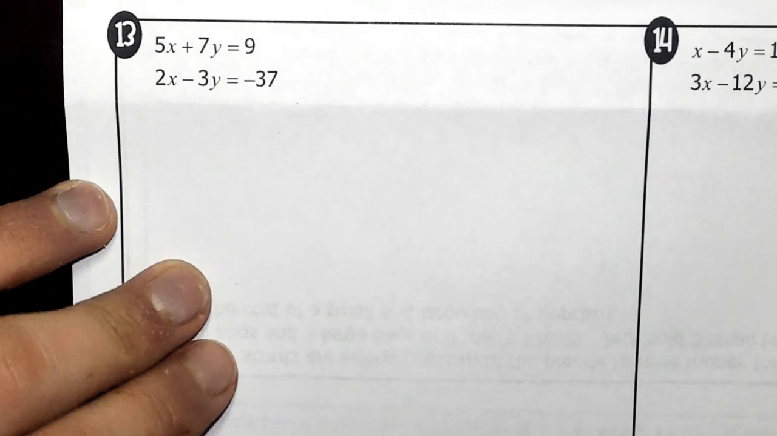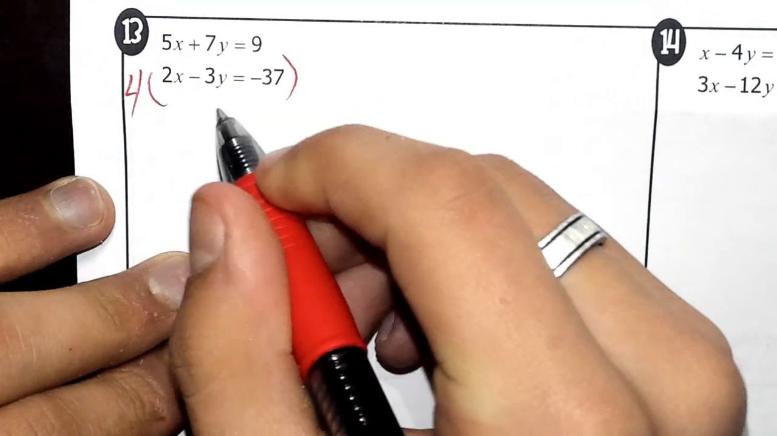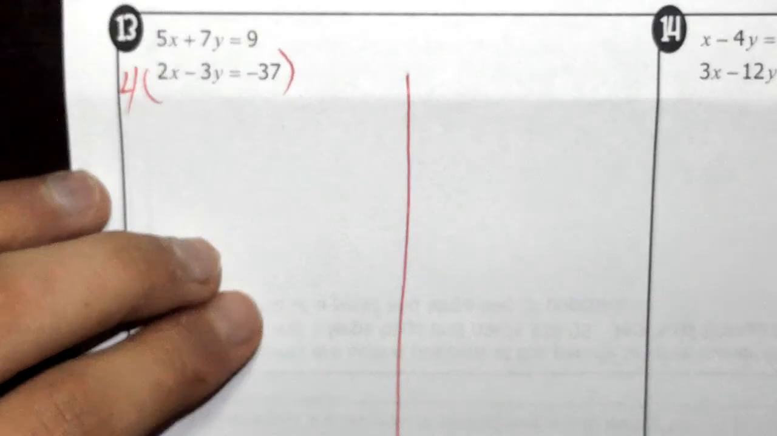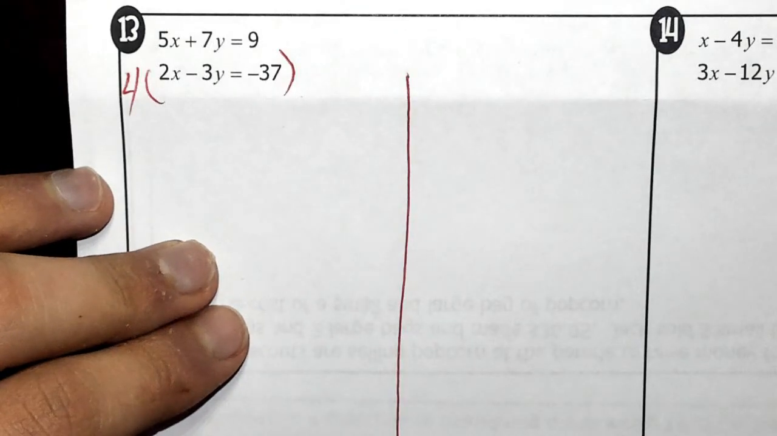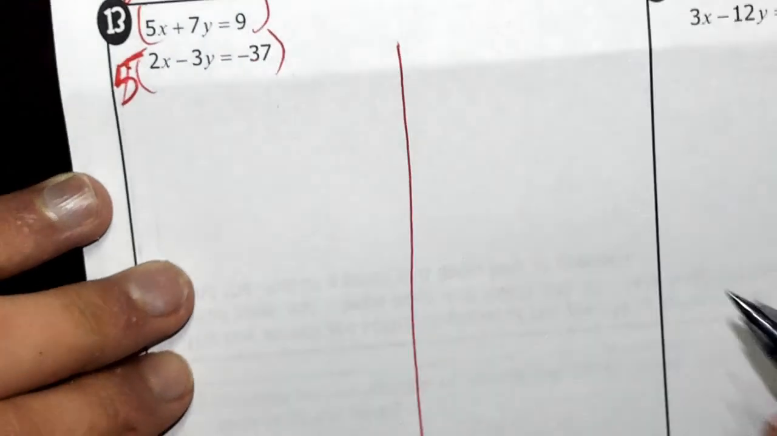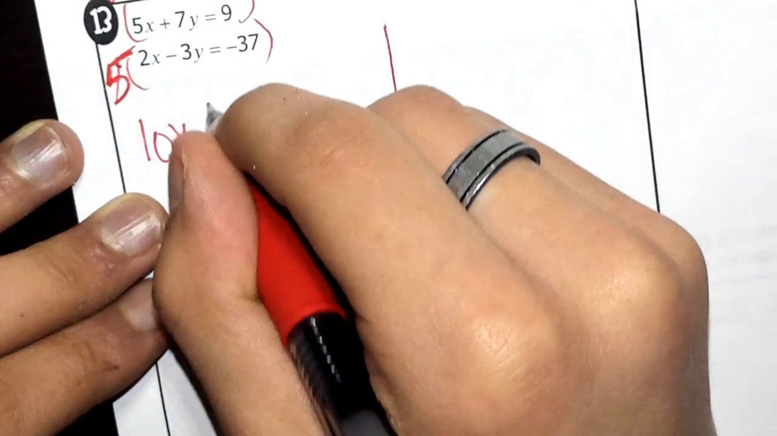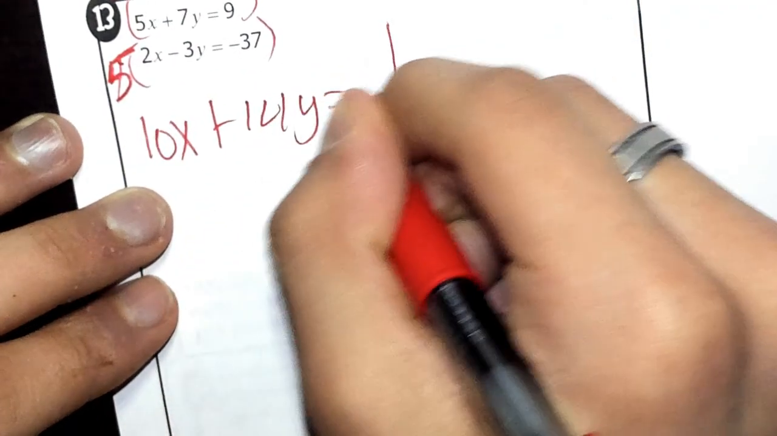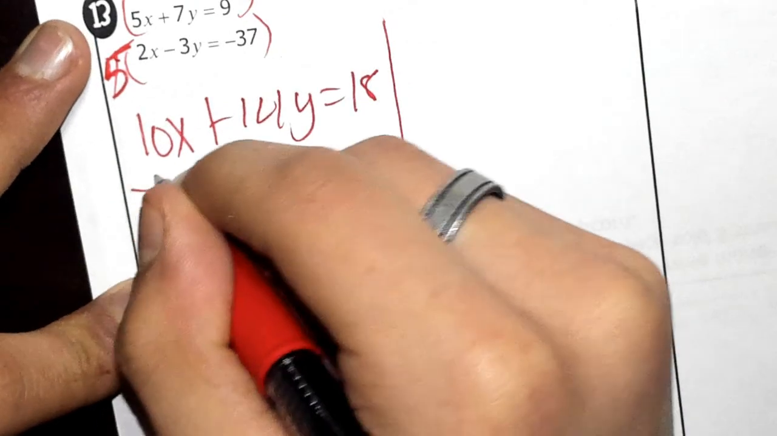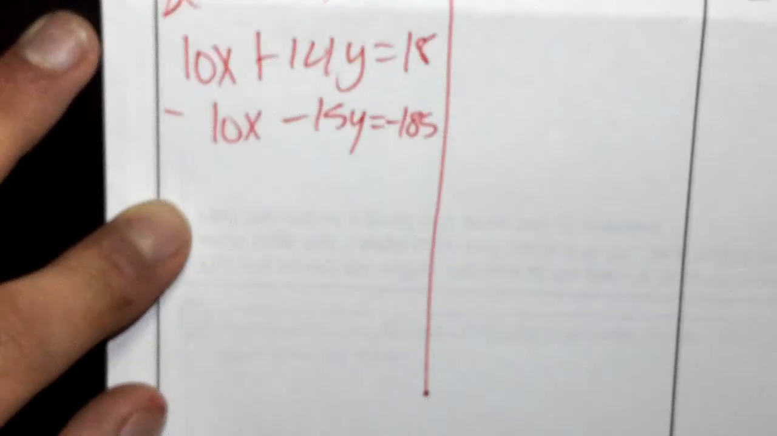There we go. So then let's distribute our 4. So it'd be, or 5. Sorry, that's a 5. And then we have to distribute a 2, because we have to get our x's or our y's the same value. 8 minus 10x minus 15y equals negative 185.